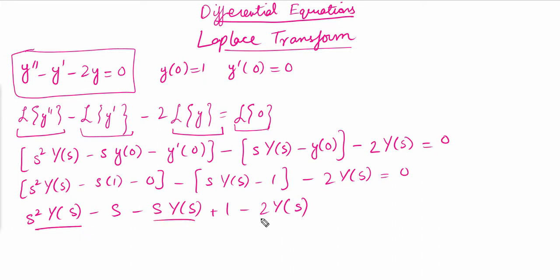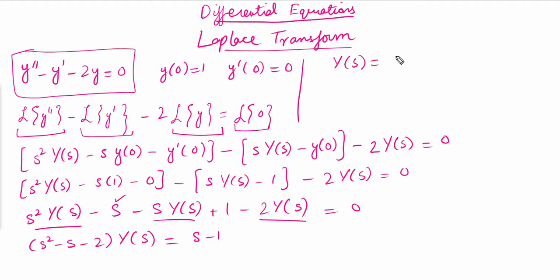From here, here and here, I'll take Y of s as common, and I will get s squared minus s minus 2 times Y of s. Then I will shift this negative s and this positive 1 onto the right side, so it will become s minus 1 on the right, so that my Y of s will become equal to s minus 1 divided by s squared minus s minus 2.